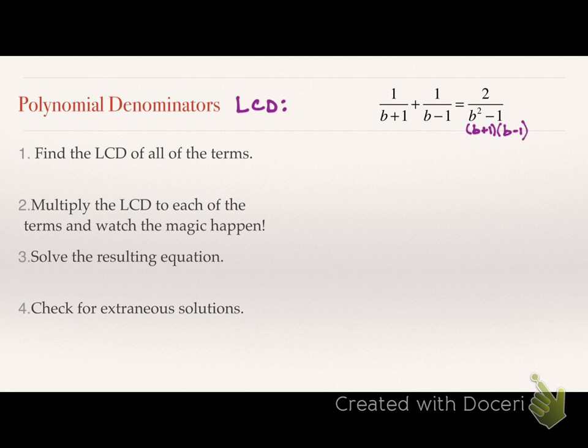So looking at all three of my denominators now, b plus 1, b minus 1, and then b plus 1 times b minus 1, my least common denominator would be b plus 1 times b minus 1. So I'm now going to take that and multiply that to each of these fractions. And I'm going to give myself a lot of space to do that. Okay, I'm just trying to show my work here. So I'm exaggerating those fraction bars right now just to give myself room to show my work.